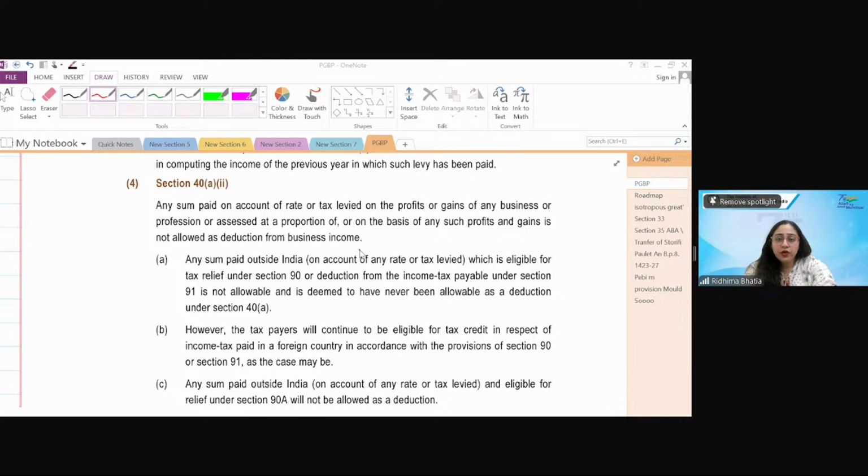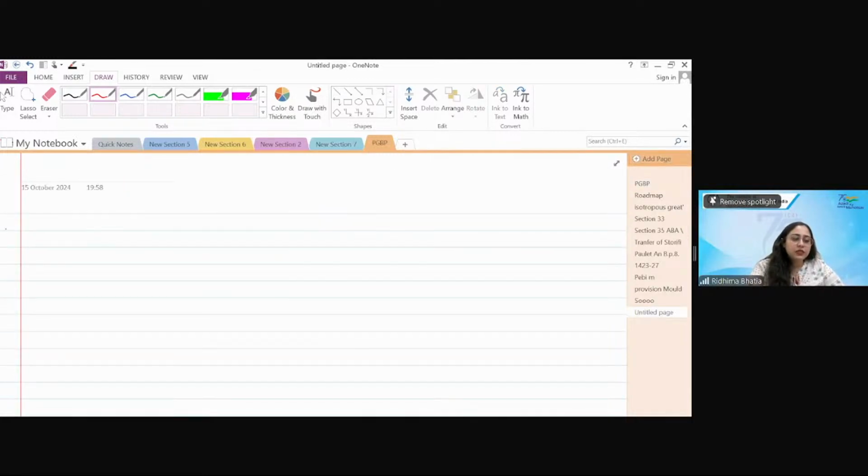Now we move to an important one, which is 40 clause A sub-clause 5. This is how we read it. This talks about disallowances on the tax deduction or the tax paid on the non-monetary perquisites or the non-monetary salary. Let me explain how.